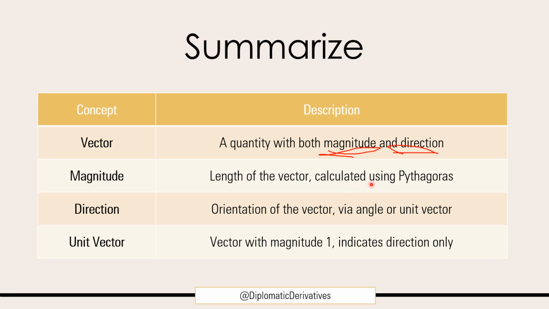Magnitude is the length of the vector, calculated using Pythagoras. That's the formula to find magnitude, which is basically the distance formula, right? That we'll also be seeing in one of the exercises. The distance formula is itself square root of a1 square plus a2 square. So that is the same formula for magnitude. Direction is the orientation of the vector via angle or unit vector. So there are two ways to find direction. And the unit vector is a vector with magnitude 1, indicating only the direction of the given vector. Okay, these are the four things we touched on in this video.